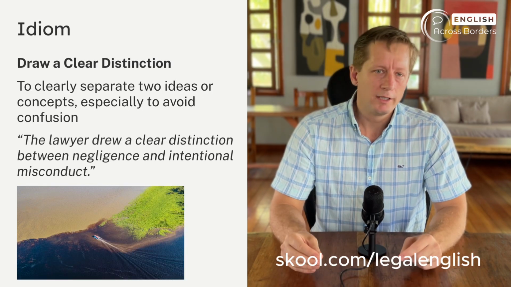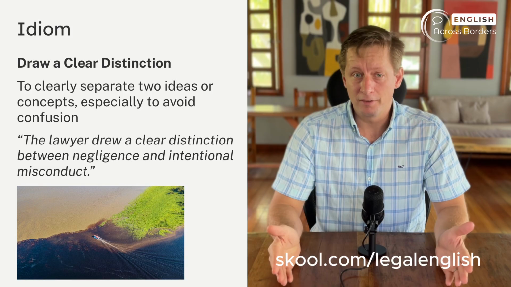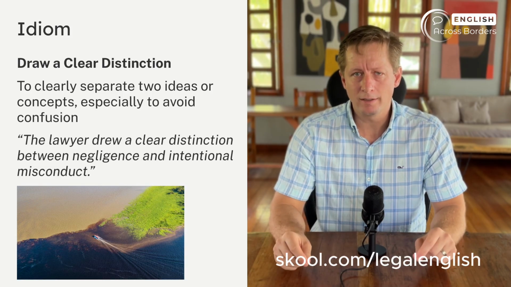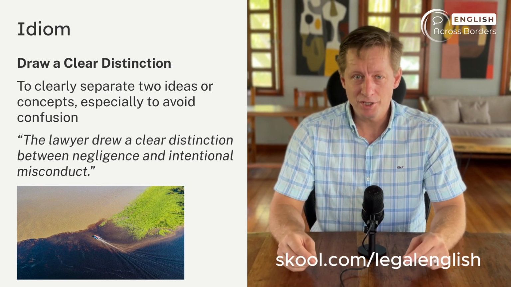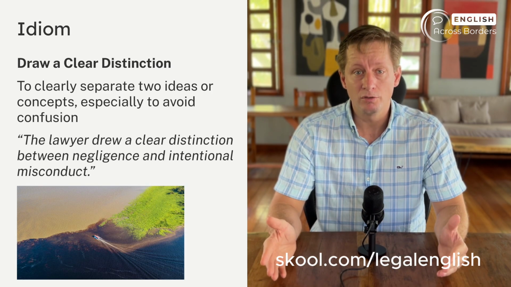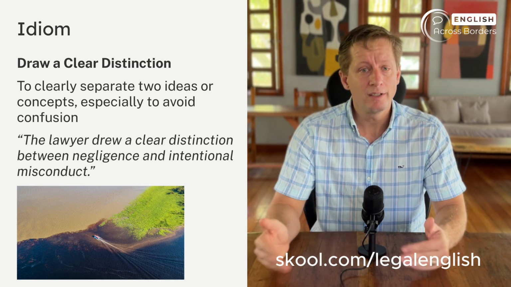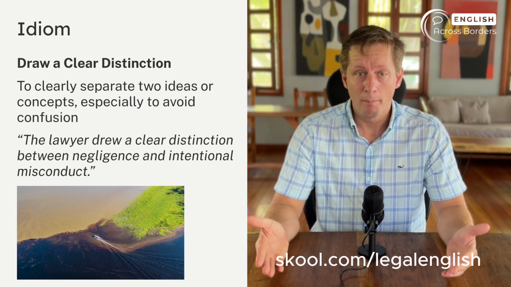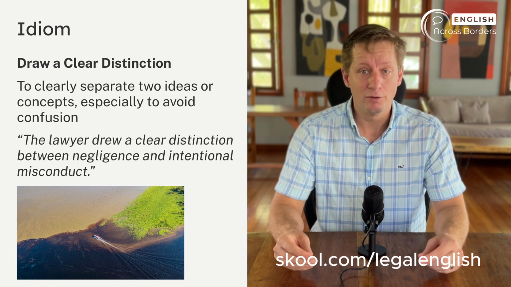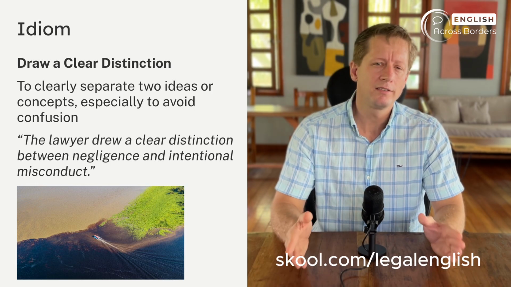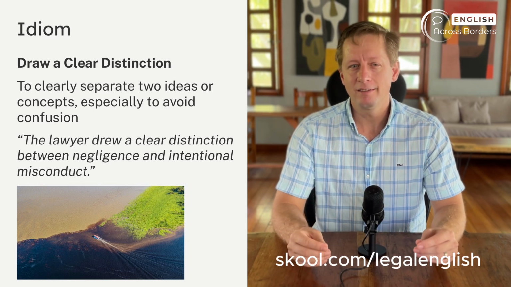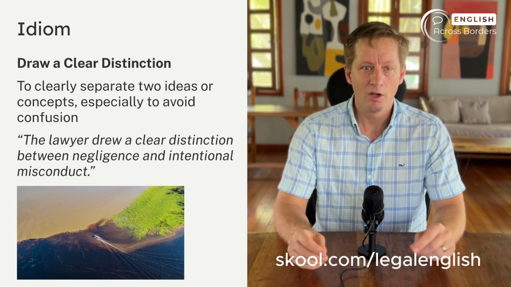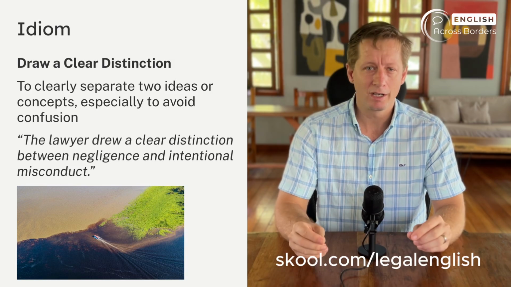To draw a clear distinction means to clarify differences that matter, especially when two ideas might otherwise be misunderstood or conflated. Imagine you're representing a company accused of breach of contract. The plaintiff is framing it as intentional deception, but your client missed a deadline due to supply chain issues. In your legal argument, you draw a clear distinction between a willful breach, which could carry punitive damages, and a delay caused by external factors, which may only merit minimal consequences.